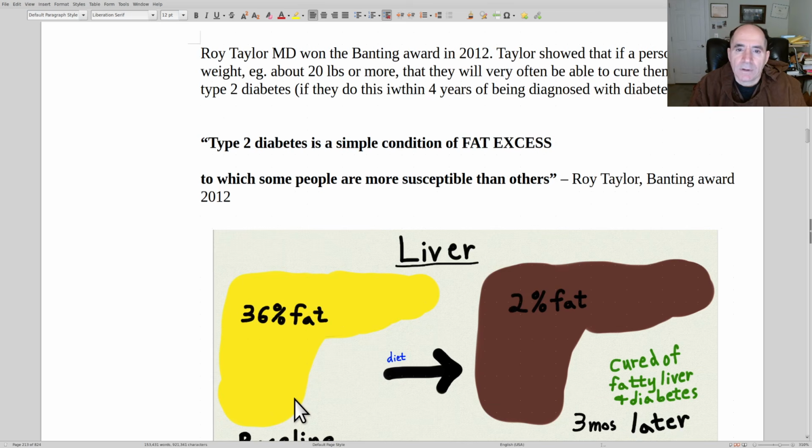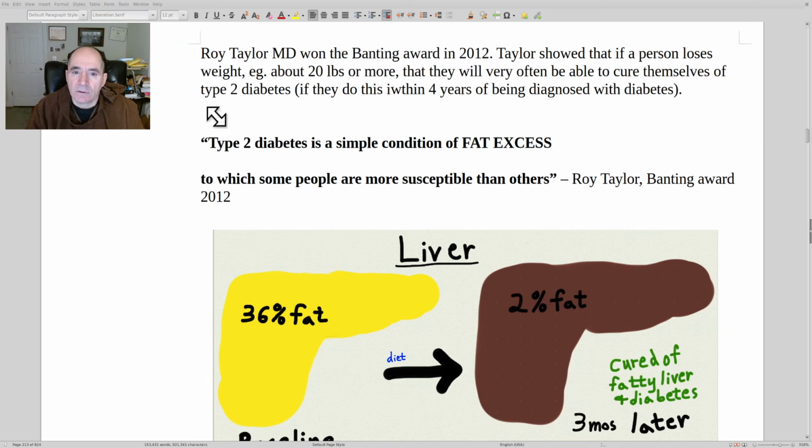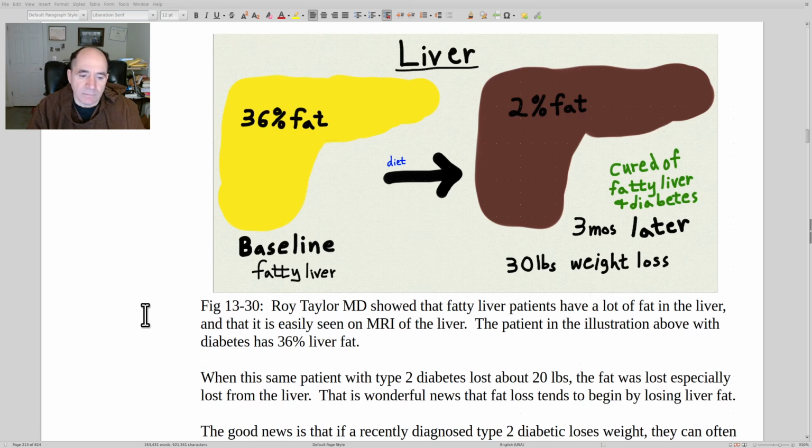Okay, here's a guy who won the Banting Award in 2012. This is Roy Taylor, and he did a lot of research showing the effect of weight loss and preventing fatty liver on improving control of diabetes. And this is a quote from Roy Taylor. He says, "Type 2 diabetes is really a condition of fat excess, to which some people are more susceptible than others. People have different, what he calls a fat threshold." And that just means that some people get diabetes at a lower amount of fat intake and a lower amount of fat storage on the body than others do.